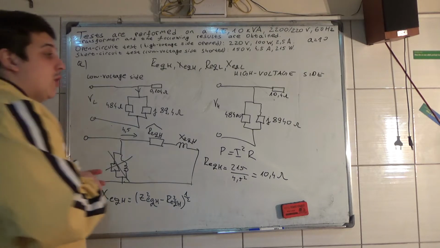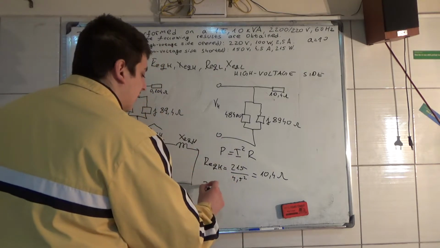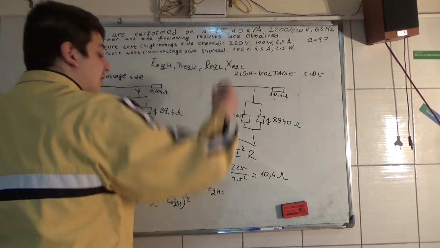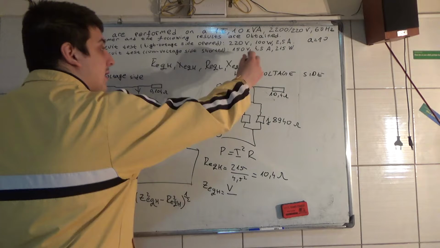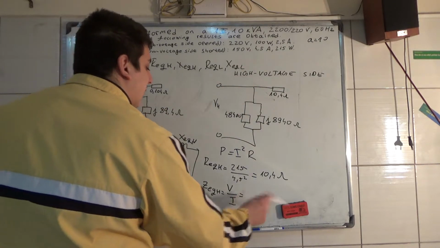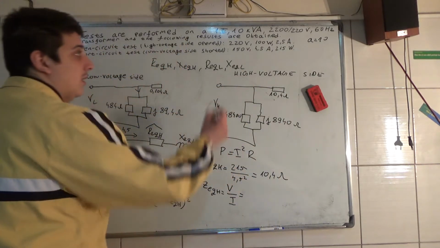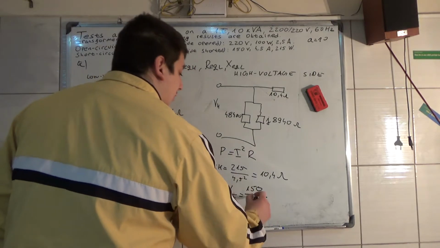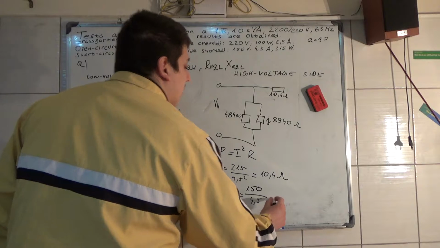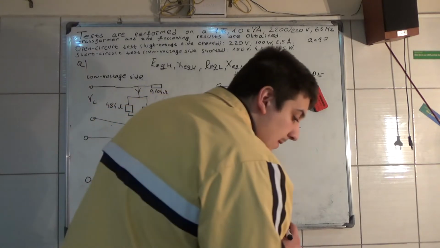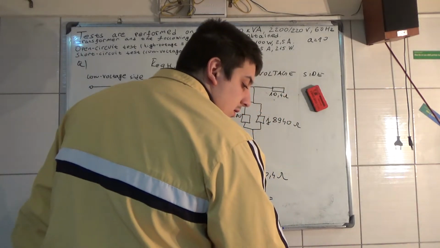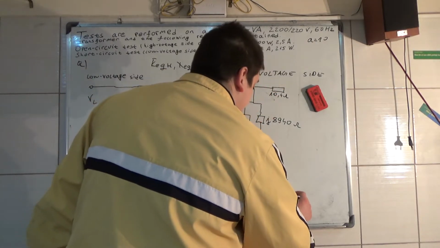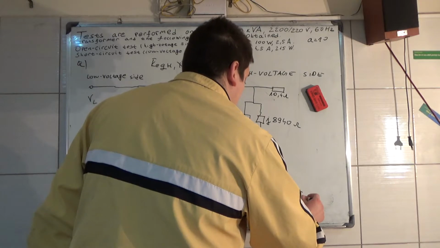But how do we know what the equivalent impedance is? Well, you know that the equivalent impedance of the high voltage side is equal to the voltage that you measured divided by the current, and that is equal to 150 divided by 4.5, and that is equal to 32.97 ohms.